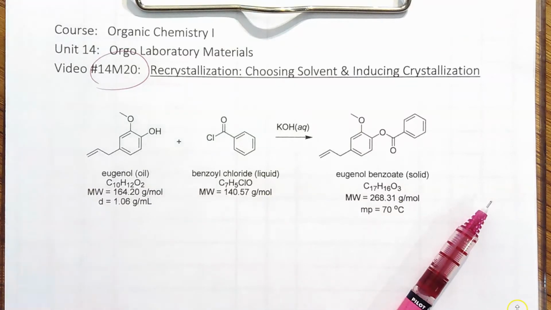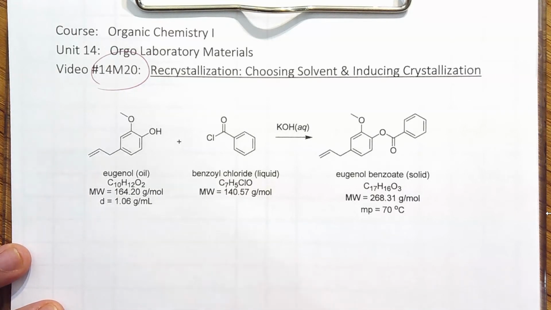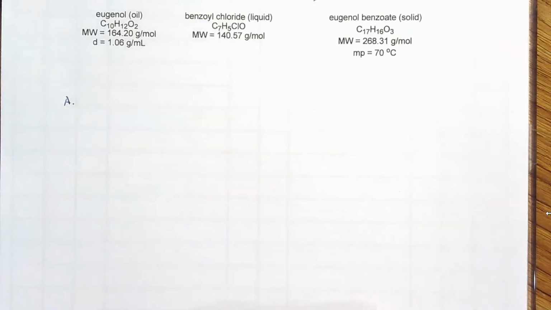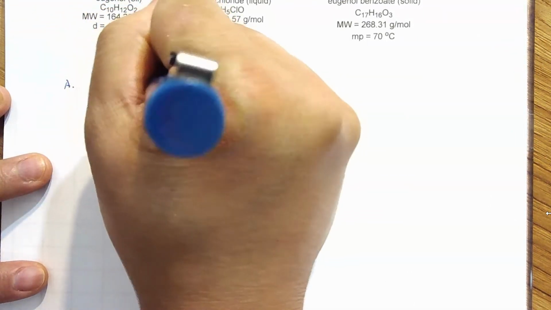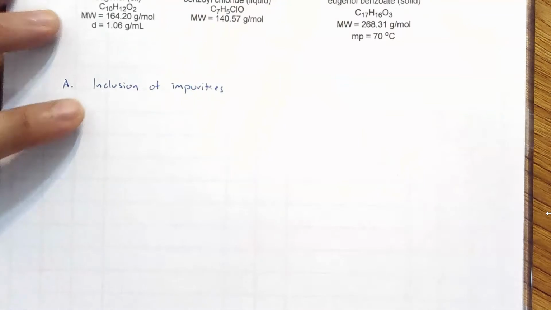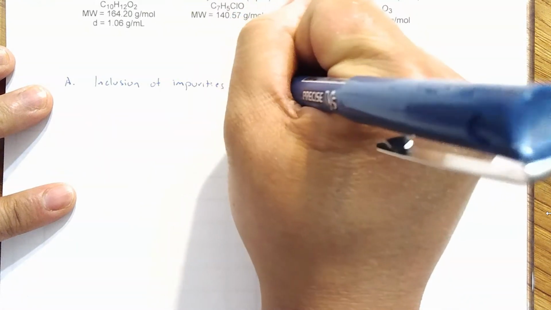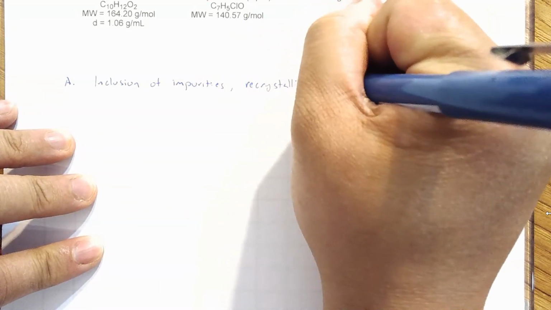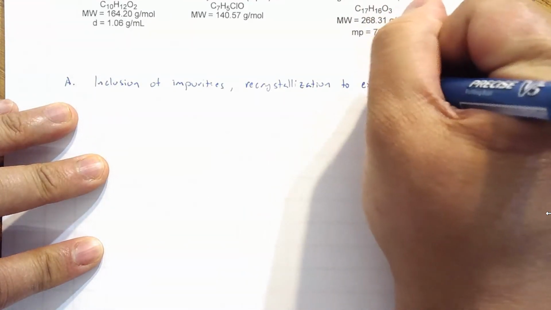The first part of this video I want to discuss is what's happening when a product is impure. Well, when a product is impure, you can have inclusion of impurities. And recrystallization helps release those impurities. I'm going to draw a couple cartoons that show crystallization, this process, to exclude impurities.